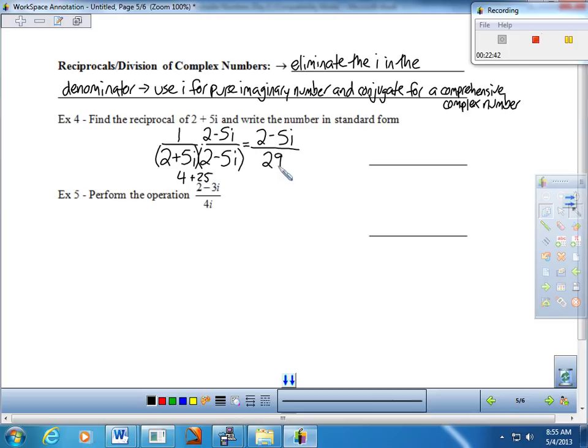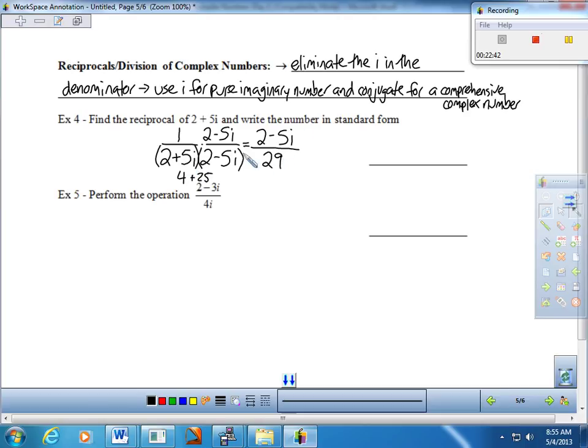And do you remember the little shortcut that I had said before? a squared plus b squared? Well, here's your a and b. 2 squared and 5 squared. 2 squared is 4, 5 squared is 25. 2 squared and 5 squared make 29.